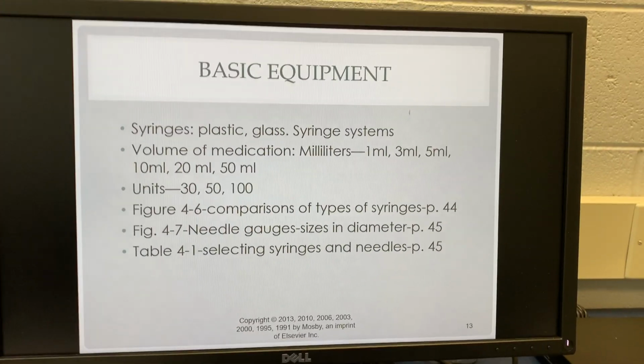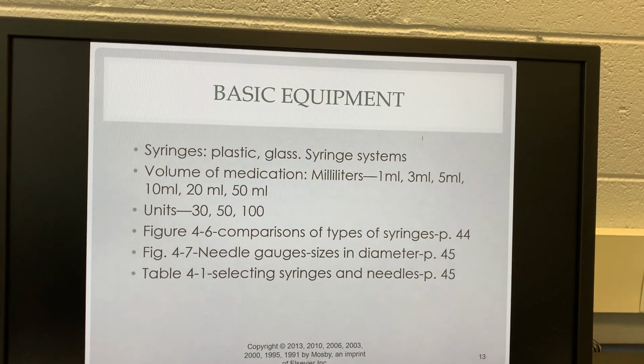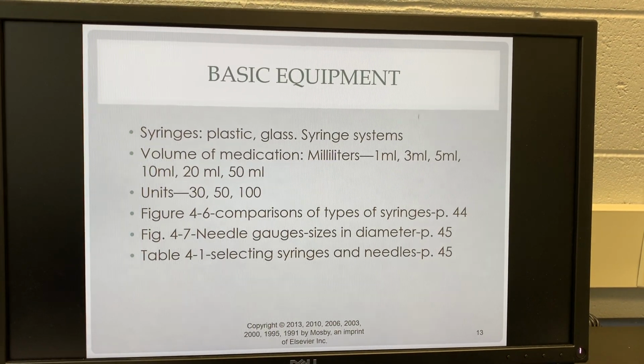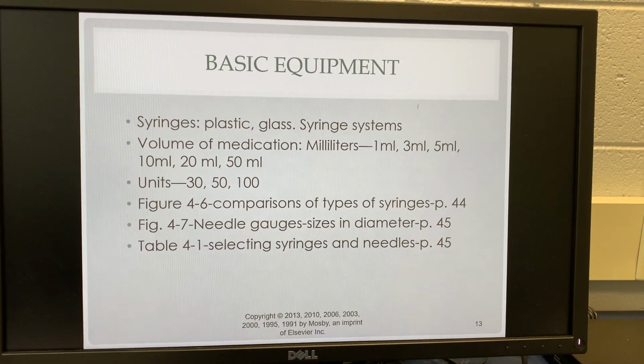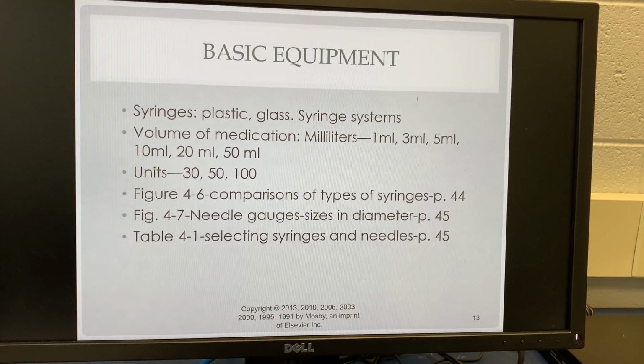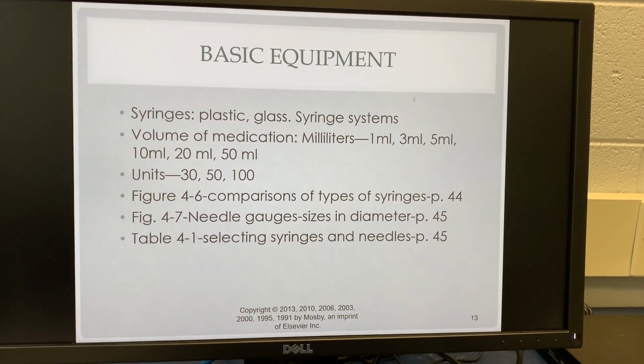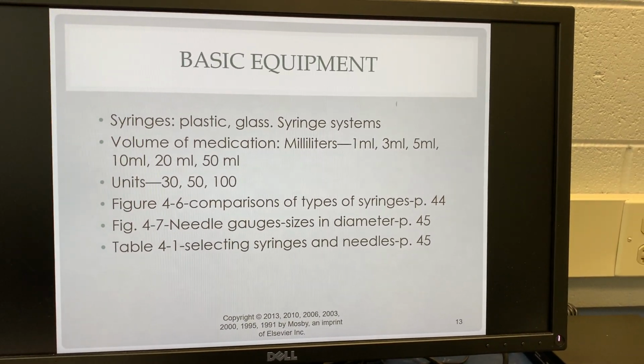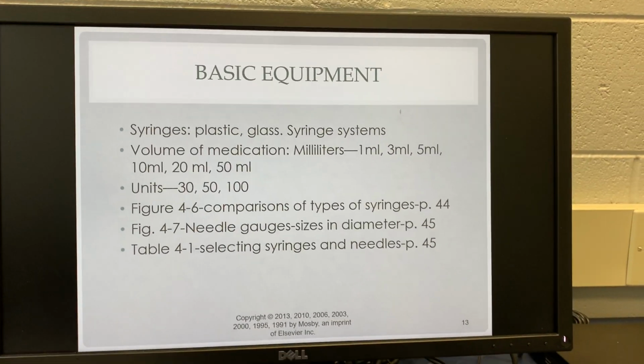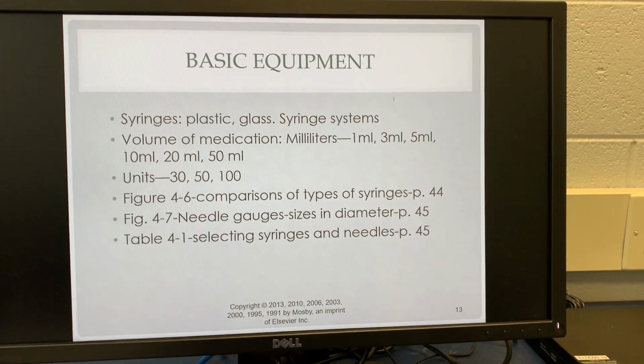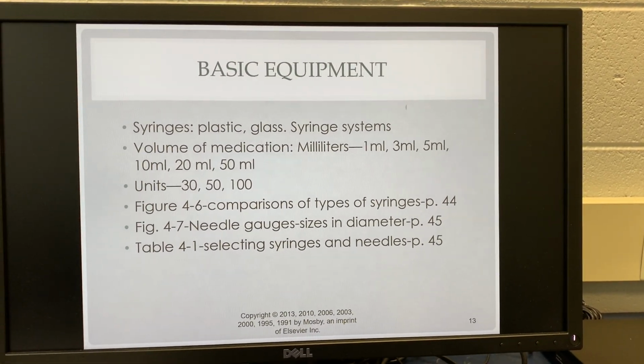Now, when it comes to giving injections of various types, it's important to know what kind of equipment you're working with. You've got syringes, and they can be made of plastic mostly. There used to be glass syringes. You don't see that as much anymore because of breakage and can't be reused.